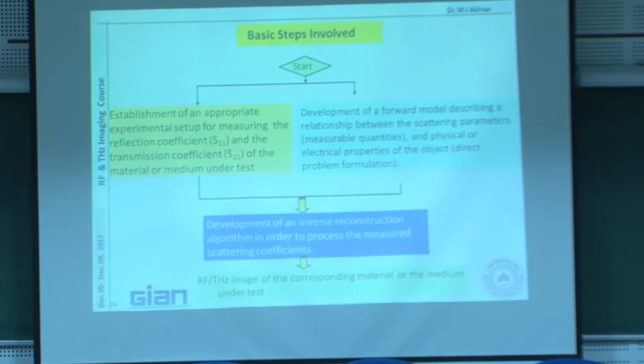But if you are able to do this successfully, then in principle you are able to get the image of the object, whether in RF or terahertz. As a thumb rule, this is very interesting and very important: you should be able to obtain the image of the object or the medium by using all three steps. It looks simple, but when you start doing this, it's not. A lot of steps are involved.